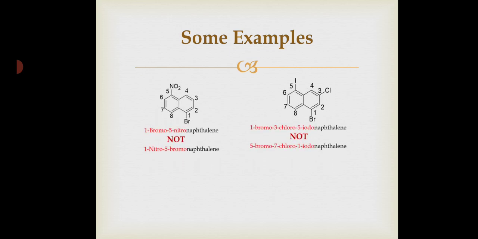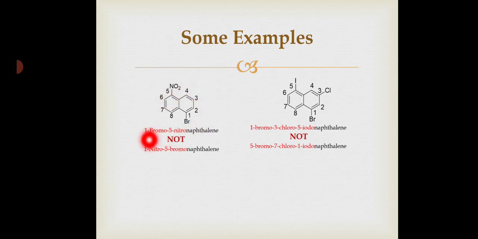Okay, first we will deal with this example. This is a naphthalene ring having two substituents. What are they? One is bromo and the other one is nitro. Now both bromo and nitro come as a prefix name. But who gets preference? Always halides get preference over the nitro group. That we come to know from the priority table. And so bromo gets number 1 and nitro gets number 5.